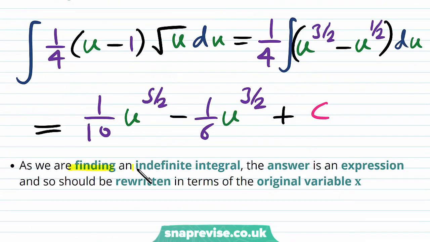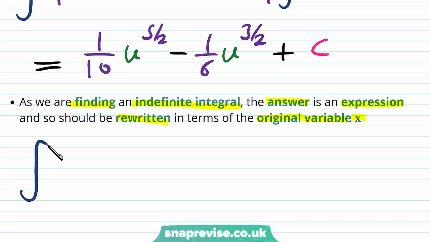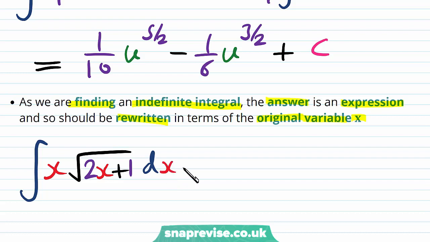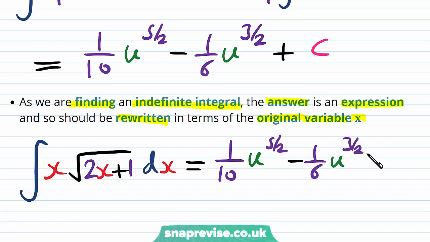As we are finding an indefinite integral, the answer is an expression, and so should be rewritten in terms of the original variable x. At first we were considering the integral of x multiplied by the square root of 2x plus 1, and of course we have our dx, which is very important now. And we have found, as above, that this is equal to 1 divided by 10 multiplied by u to the power of 5/2, and then we minus 1/6 multiplied by u to the power of 3/2. And of course we have our plus c.